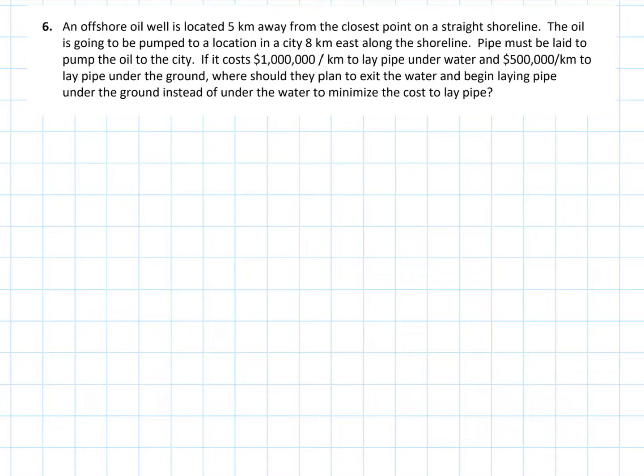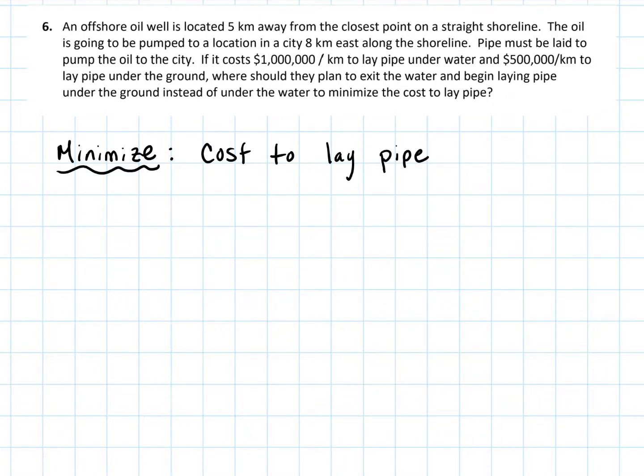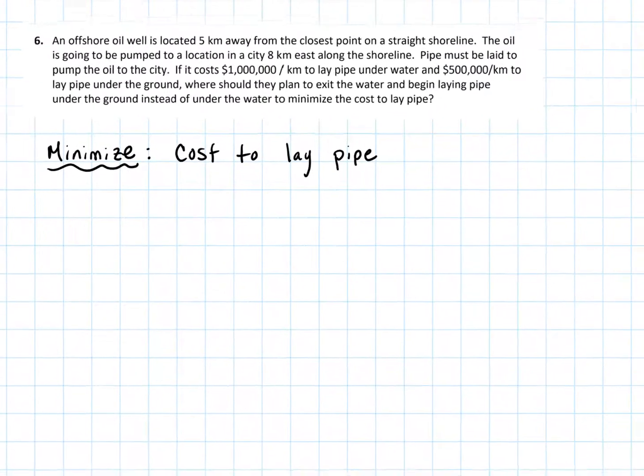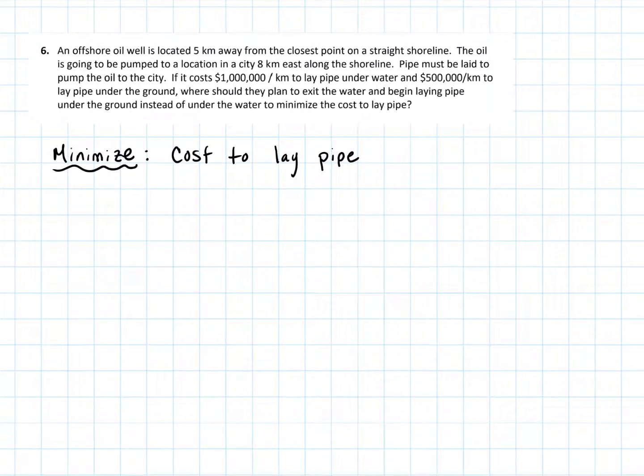Lots of info given here, but we are trying to minimize a cost. So let's start by writing that down. So the goal here is to minimize. Whenever we're looking to optimize, we've got to figure out, are we trying to maximize or minimize? So we want to minimize the cost to lay pipe to the oil. Now, there is a lot going on here, and so I think that a picture is going to serve us well on this particular situation.